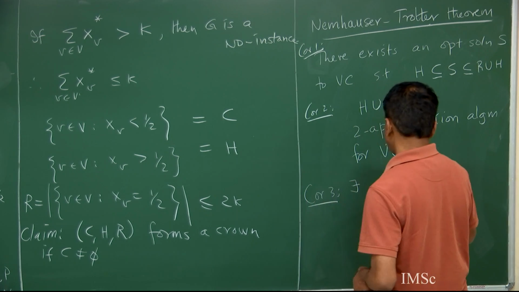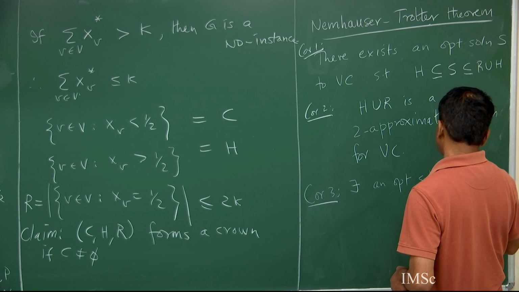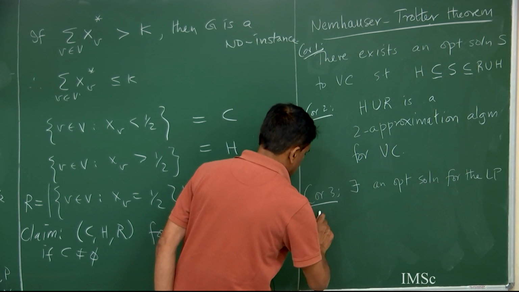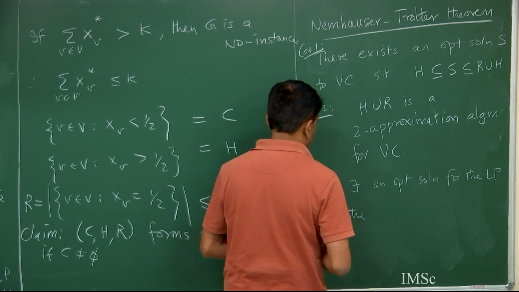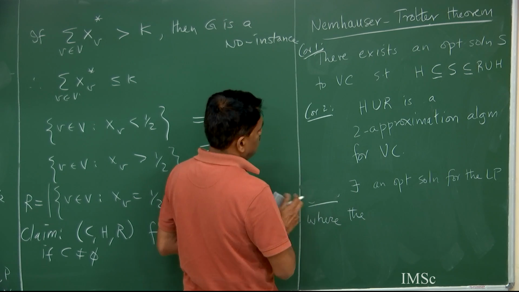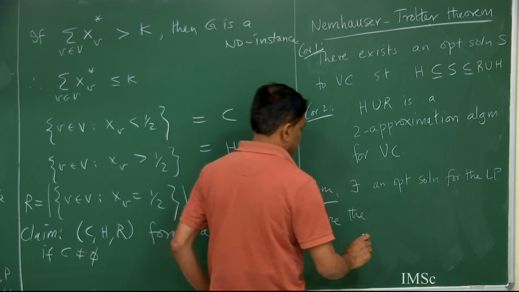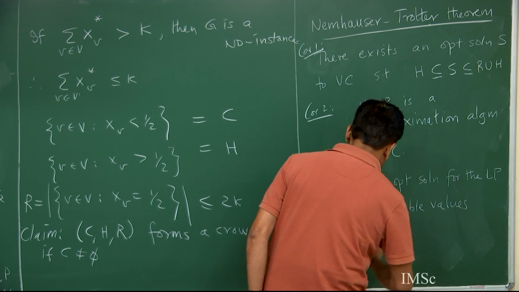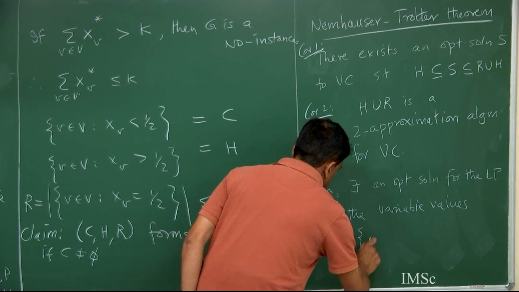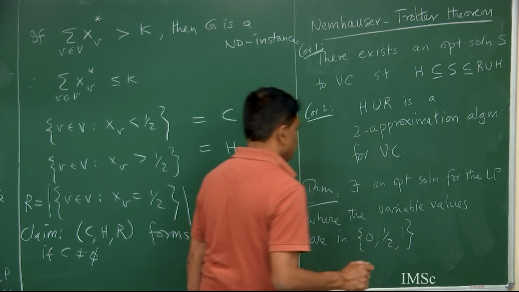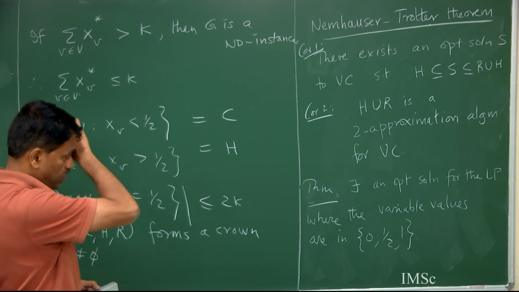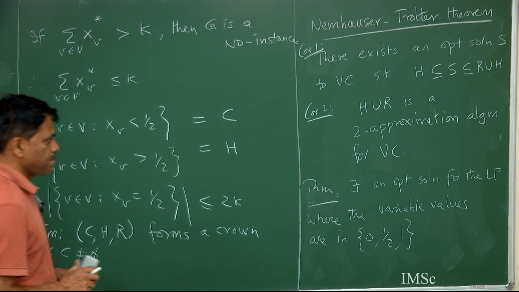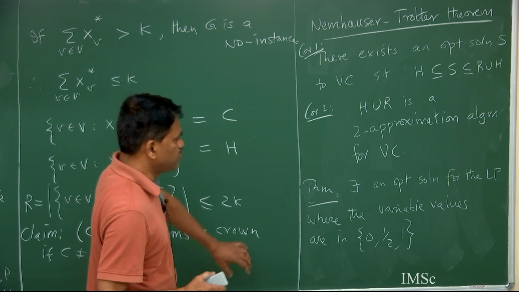there exists an optimum solution for the LP, not for the vertex cover integer part, but the LP, where, so I won't call it corollary 3, let me call it a new theorem, but this is also Nemhauser-Trotter. The variable values are in 0, half, 1. Okay, I will prove this.